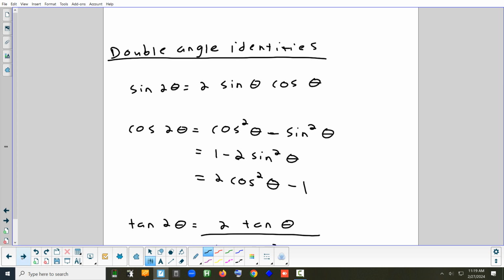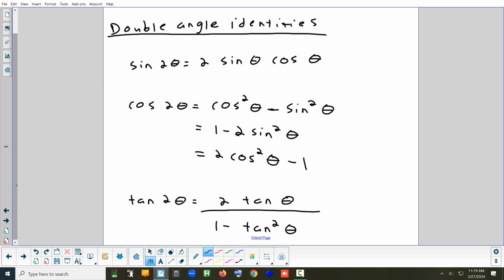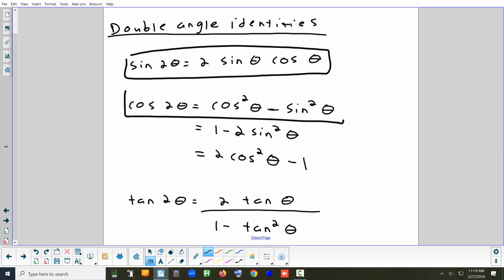All right, so these, I'll just put them up again in case there were any that you didn't get. These are the double angle identities. Again, the two most important ones, if you know this one and you know this one, you can figure out anything else you need.